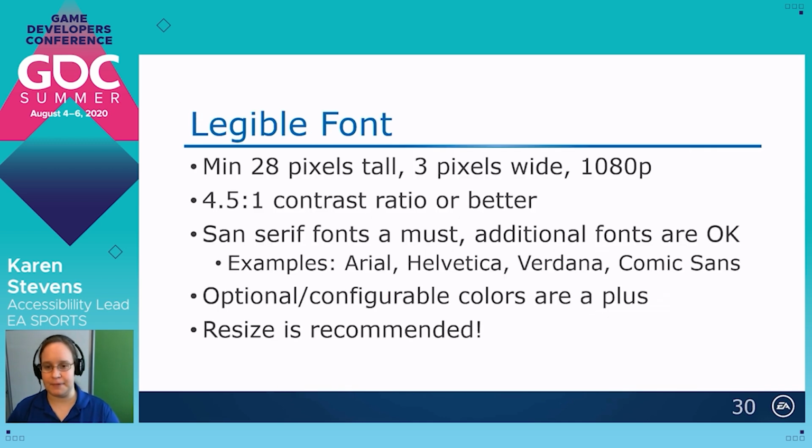Now, before we wrap this up, I am going to push this point again, legible font. None of these menu options matter if people can't see them. It is really, really important to have legible font throughout your entire game. Ideally on a 1080p screen, at least 28 pixels tall, 3 pixels wide. It's okay if it's larger. The 4.5:1 contrast ratio is also super important, along with having simplified fonts and resize when available. So just saying that again, if you catch no other point, remember that.